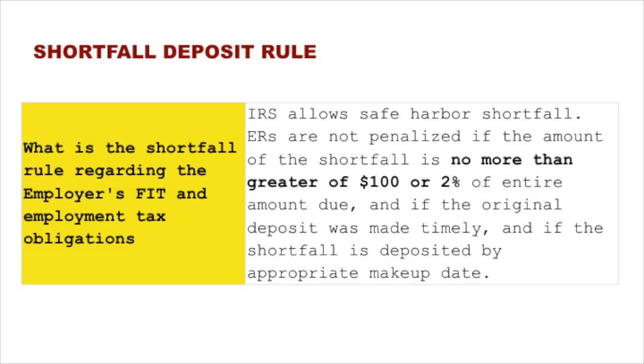Now the IRS also allows safe harbor shortfall. The employers are not penalized if the amount of the shortfall is no more than $100 or 2% of the entire amount due, whichever is greater, and if the original deposit was made on timely basis, and if the shortfall is deposited by the appropriate makeup date, then they will not be penalized for that shortfall.